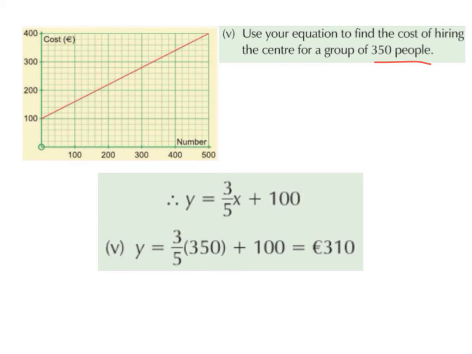And if we were to go to 350 on our graph, which is around here, and draw a line up till we touch the graph and a line across, we would actually get to €310.